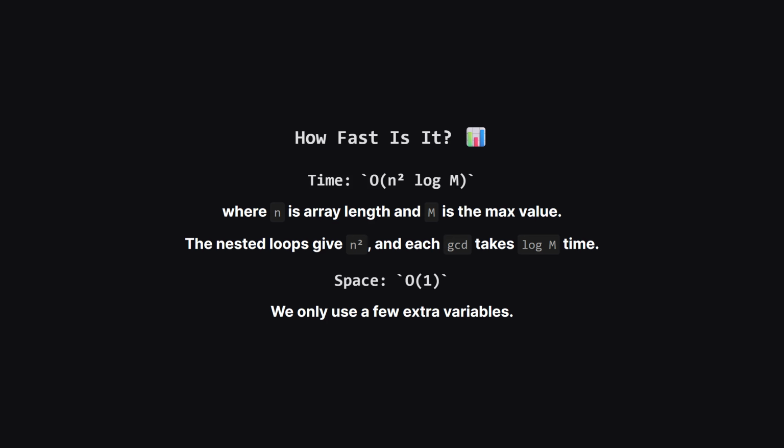The final answer is calculated with this formula: the minimum length, plus n, minus 2. Remember why? It's the min_len-1 operations to create the first one from that subarray, plus the n-1 operations to spread that one to all the other elements.